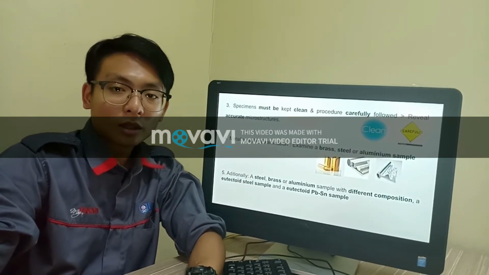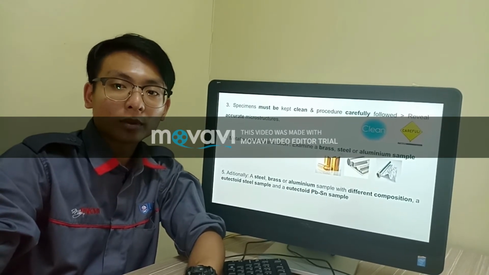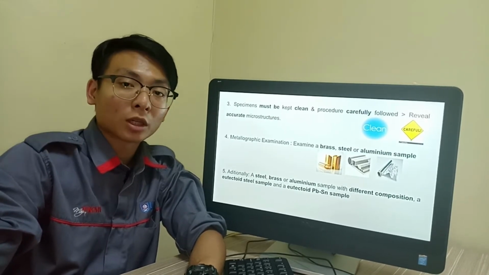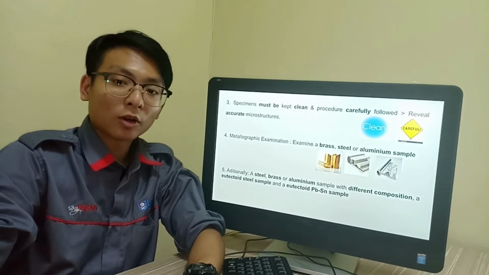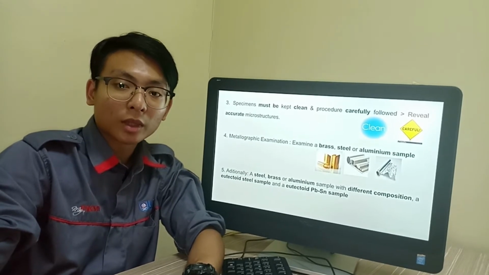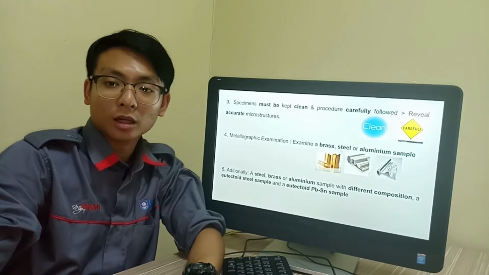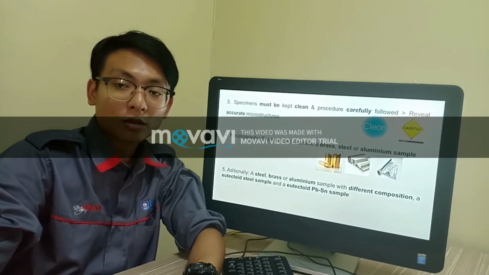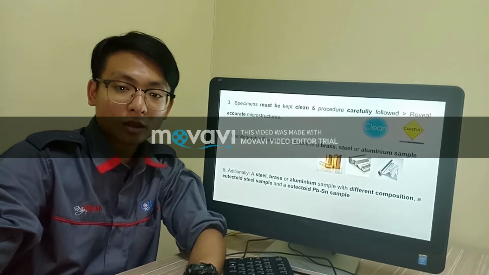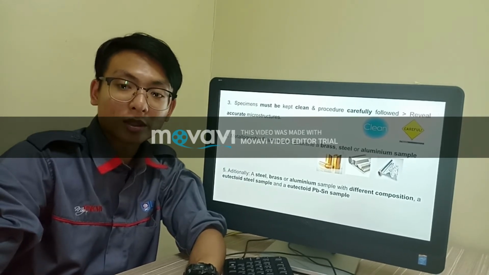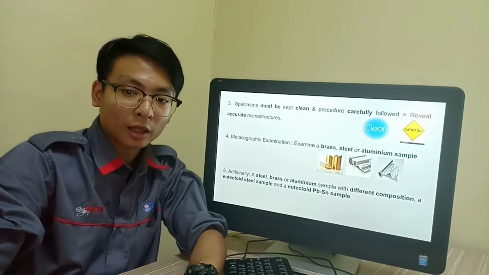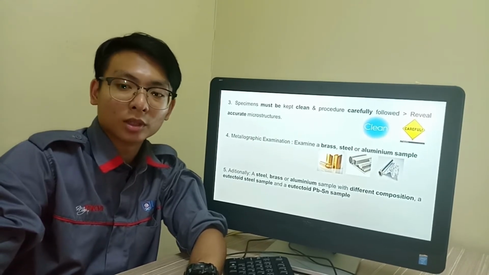Number 3, specimens must be kept clean and the procedure carefully followed in order to reveal accurate microstructures. Number 4, metallographic examination. In metallographic examination, we examine a brass, steel, or aluminum sample. Additionally, we also examine a steel, brass, or aluminum sample with different composition, a eutectoid steel sample, and a eutectoid PbSn sample.